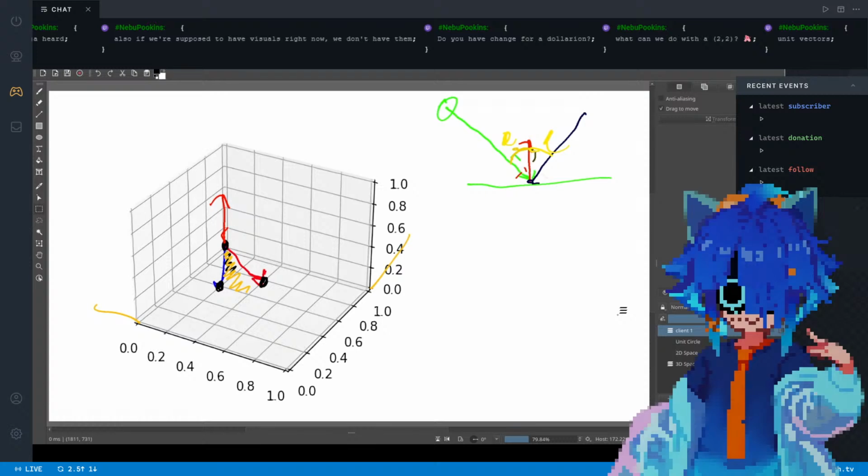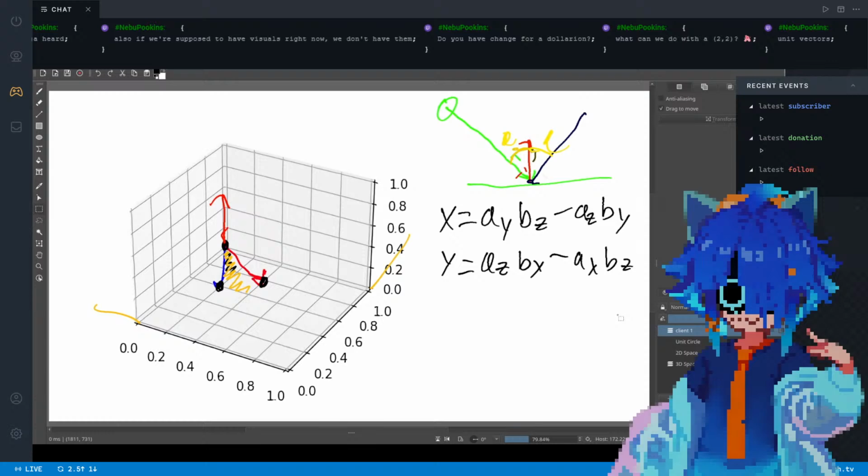So x is going to be equal to the first vector, which we're going to call a, its y, and the second vector, which we're going to call b, its z, minus the first vector's z times the second vector's y. Then y is equal to the first vector's z times the second vector's x minus the first vector's x times the second vector's z.